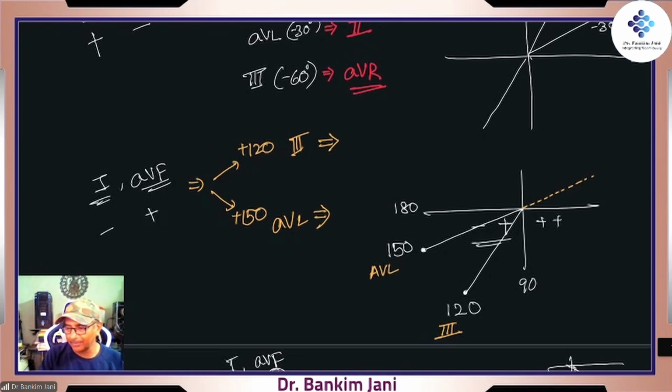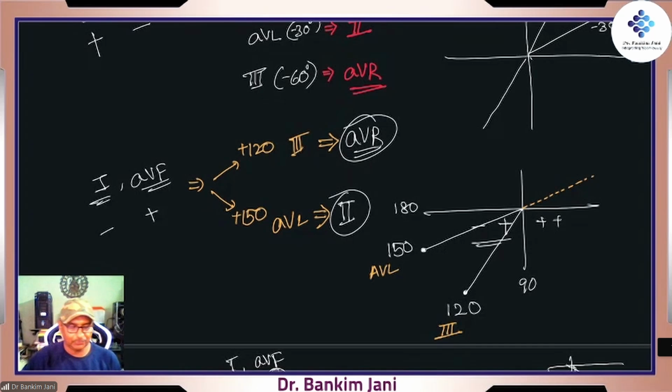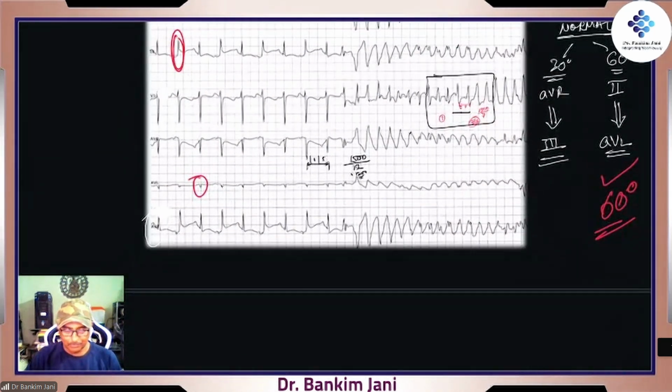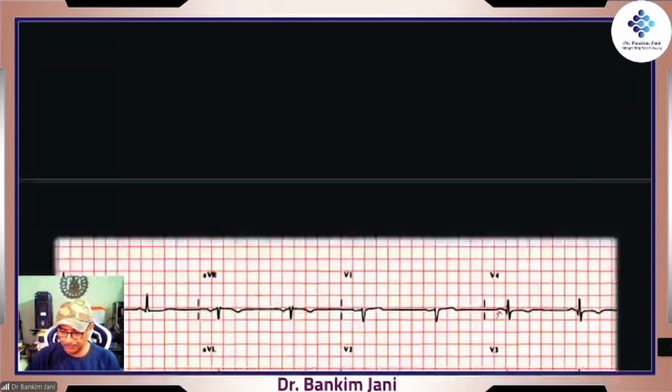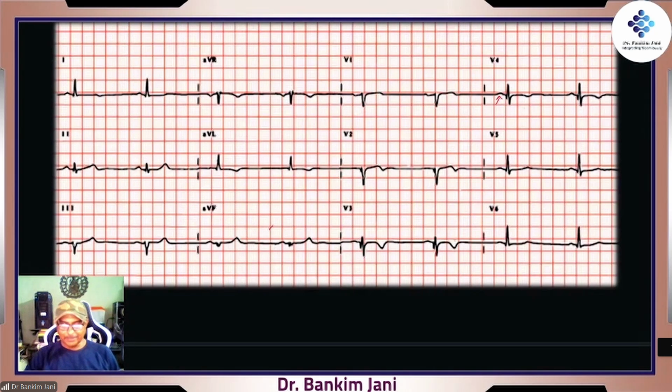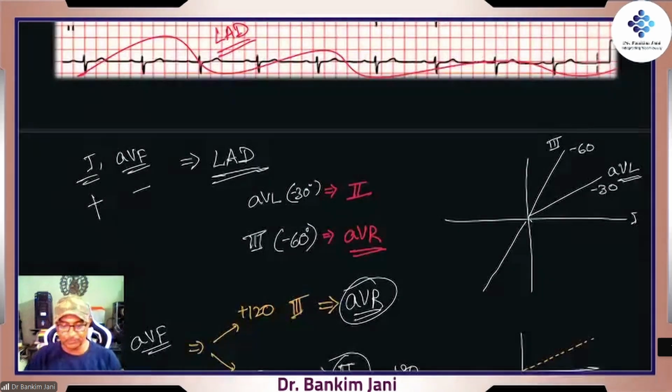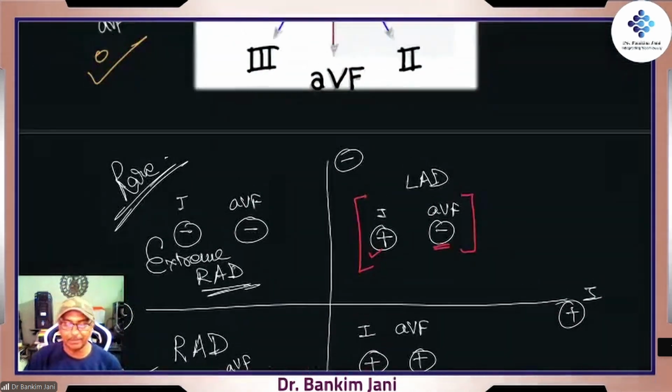So finally, which lead will we watch? That's right. 2 and AVR, and whichever is isoelectric, accordingly the degrees. Done. Finished. So that's how we really see all the degrees. I'll be giving you more examples for all these deviations. Plus, we'll be learning now in the next session.